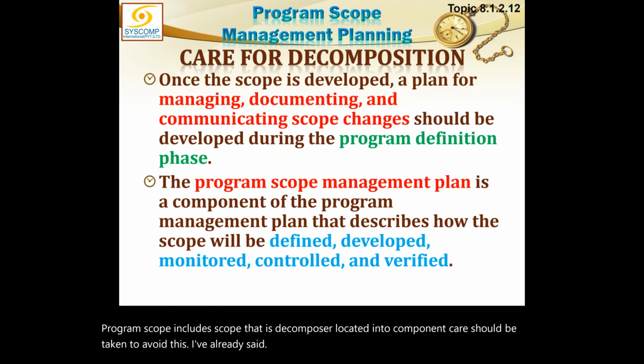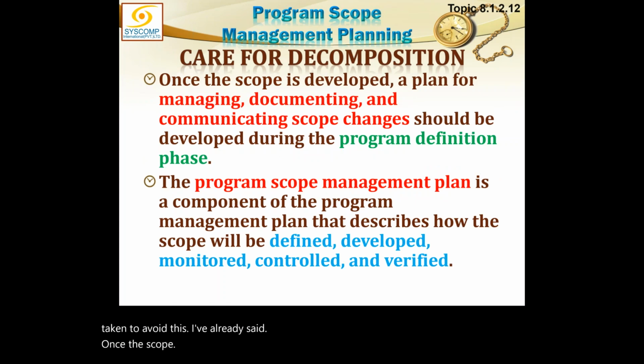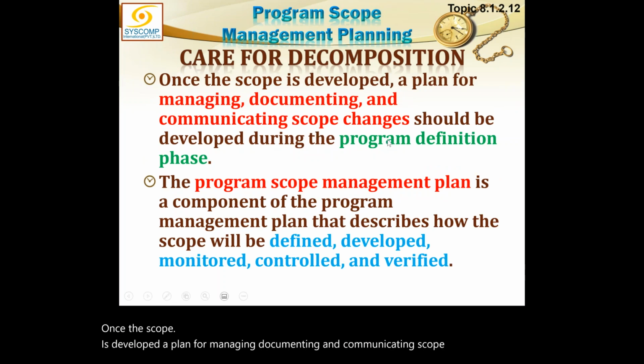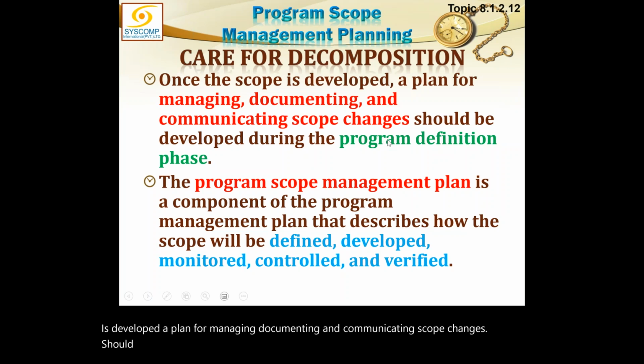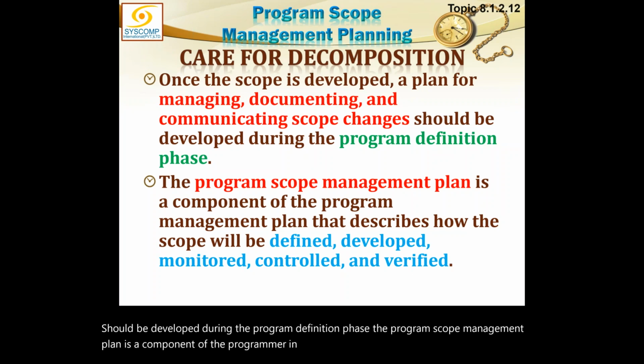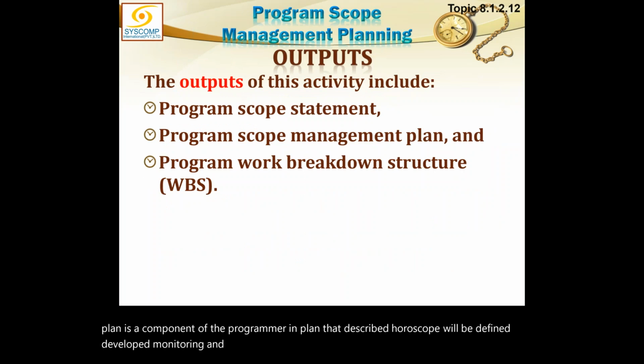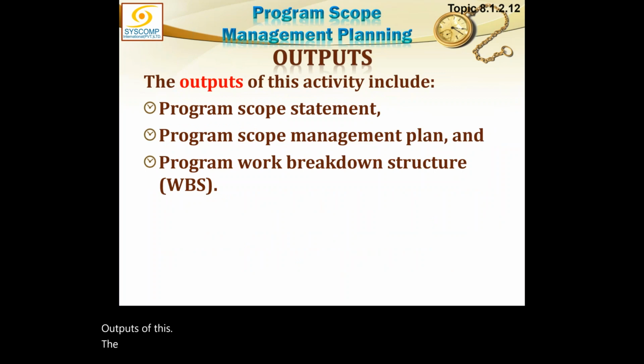Once the scope is developed, a plan for managing, documenting, and communicating scope changes should be developed during the program definition phase. The program scope management plan is a component of the program management plan that describes how the scope will be defined, developed, monitored, and controlled. Outputs of this are the scope statement, the scope management plan, and the program WBS.